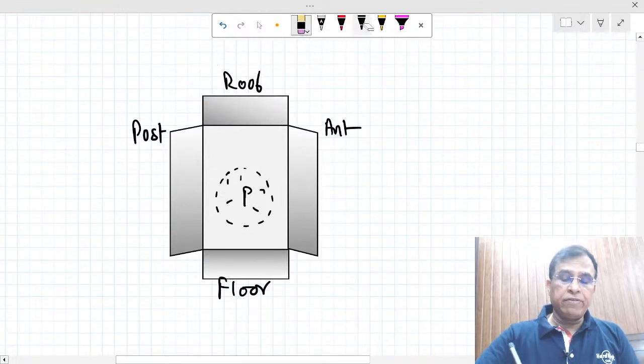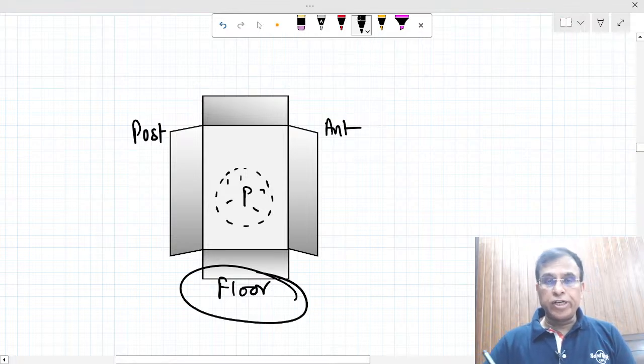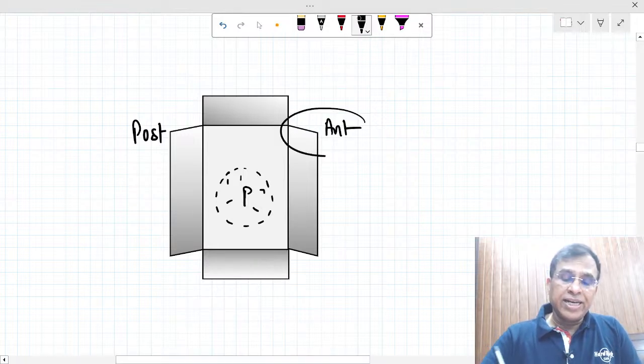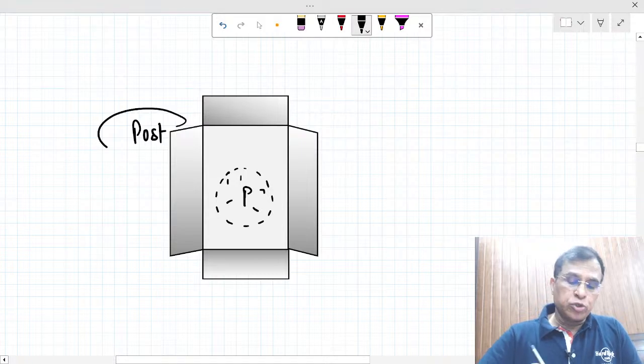Roof, I don't have to tell you anything. The name is tegmen tympani, we have done that. Floor, I don't have to tell you, there are 2 J's, just below this: jugular vein, Jacobson's. So we mainly have to talk about this anterior wall and this posterior wall.